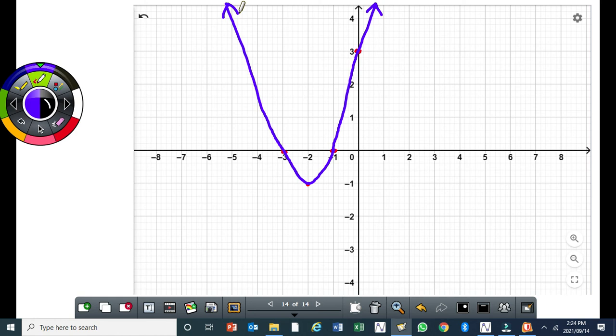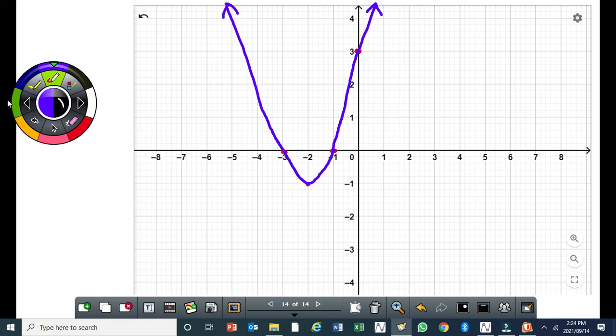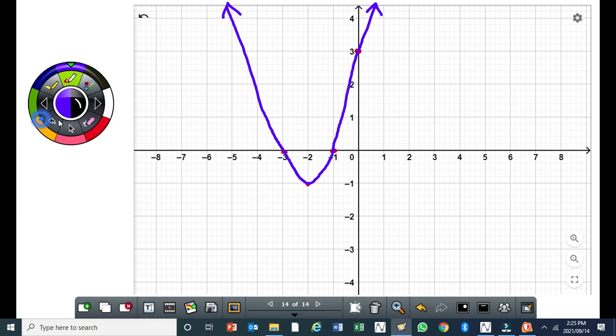Now, let's add some information about this graph, more properties. Domain, range, right? Also, let me add the axis of symmetry. The axis of symmetry is going to be this line. Okay, let me use a different color. Green will be better. So this will be the axis of symmetry. Okay? Its equation is x equal to -2. That's the equation of that line of symmetry.